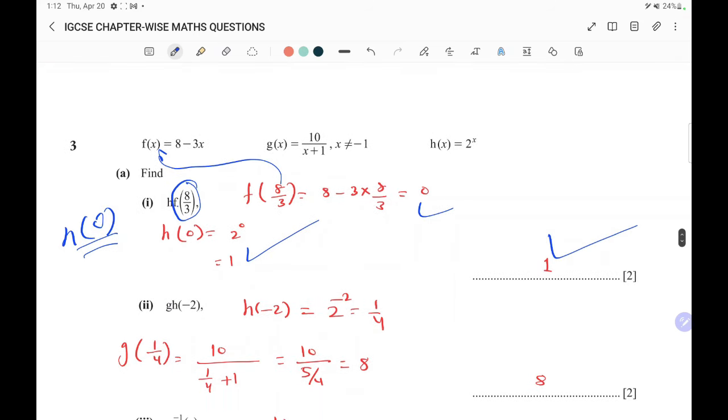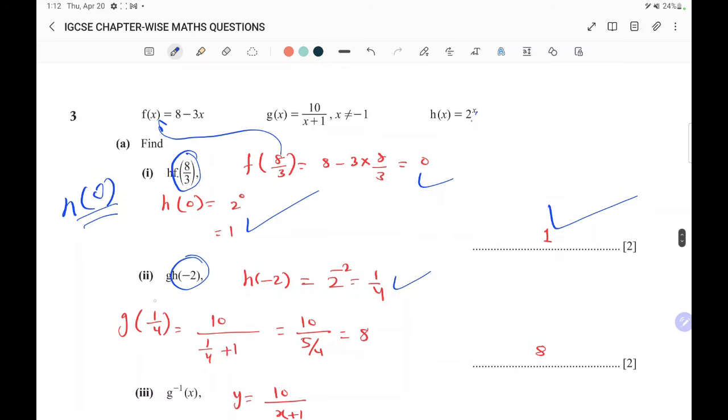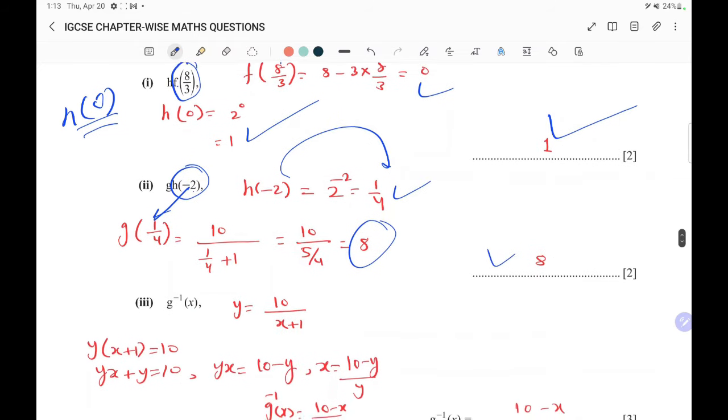G of h of minus 2. Can we find h of minus 2 first? So 2 to the power minus 2 is 1 over 4. And g of h of minus 2: h of minus 2 we already found is 1 over 4. So g of 1 over 4. Now this is gx, x is 1 over 4. So 10 over 1 over 4 plus 1. Calculate precisely, you will get 8.